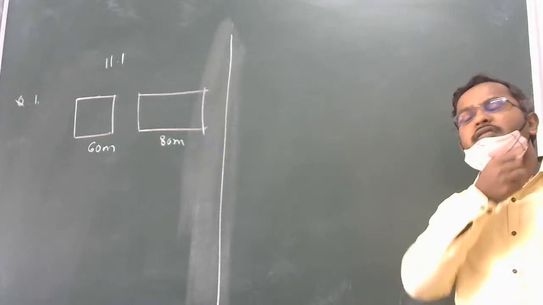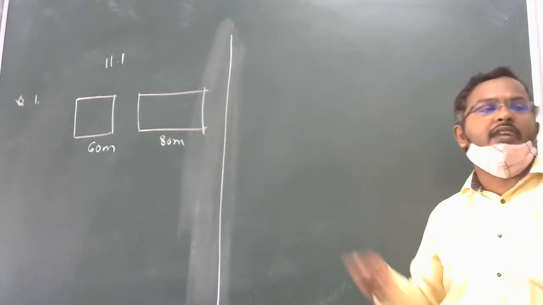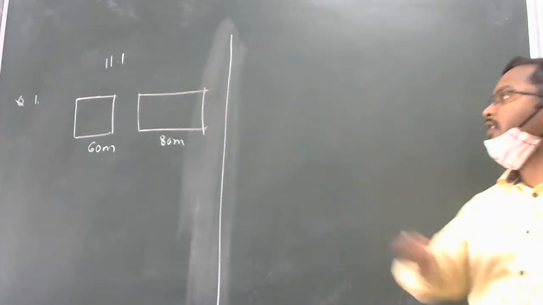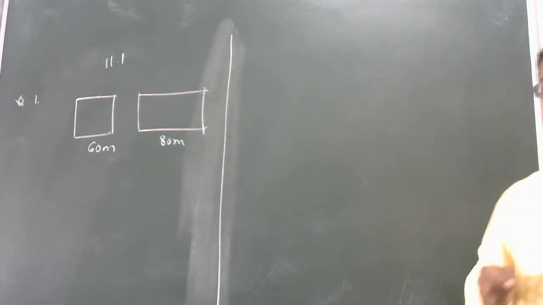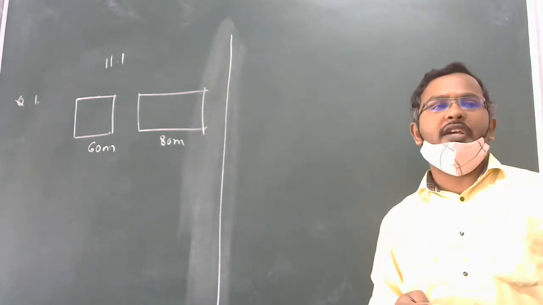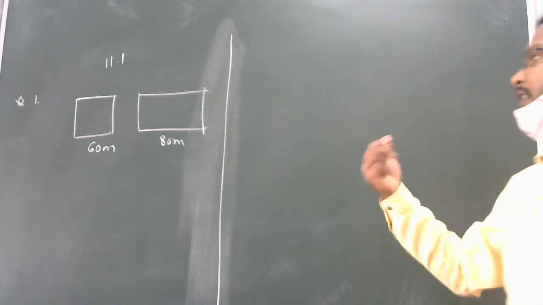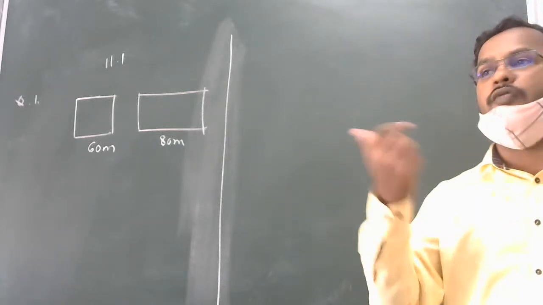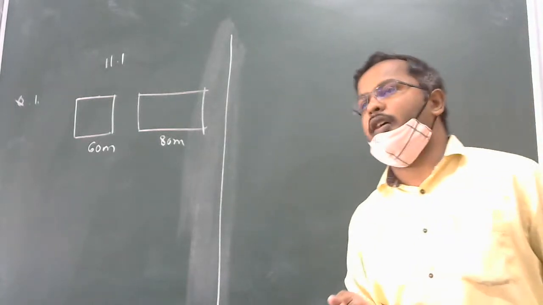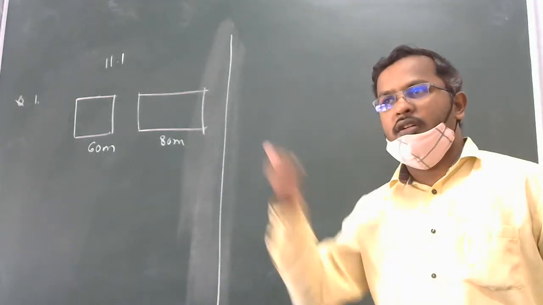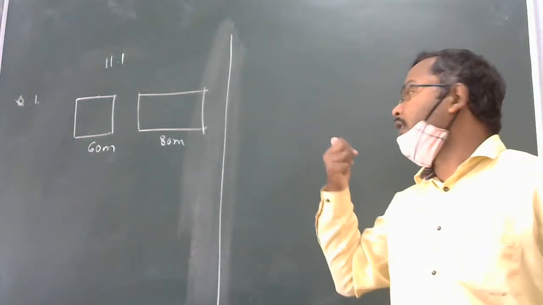So these two figures have the same perimeter. The side of the square is given as 60, and the length of the rectangle is also given. Now they are asking you to compare their area. If you want to compare their area, what do we need? For a square, if you want to find the area, we need the side. Already the side is there. But for a rectangle, what do we need to find the area? Length and breadth. Okay. So length is given, but the breadth is not given.